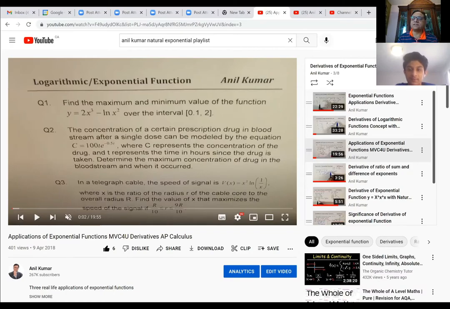We could actually extend this question into curve sketching. It's a very important question from the curve sketching point of view also. And sometimes, when this is an antibiotic, we may define a level at which the second dose has to be taken.